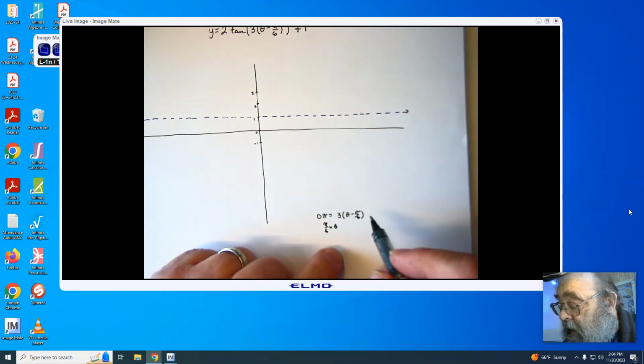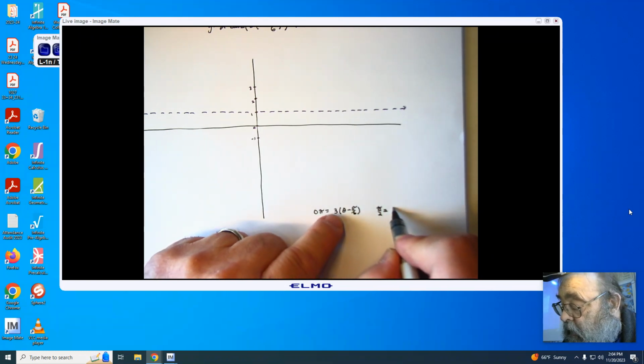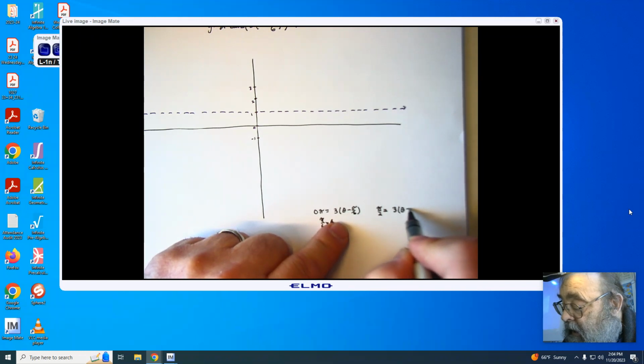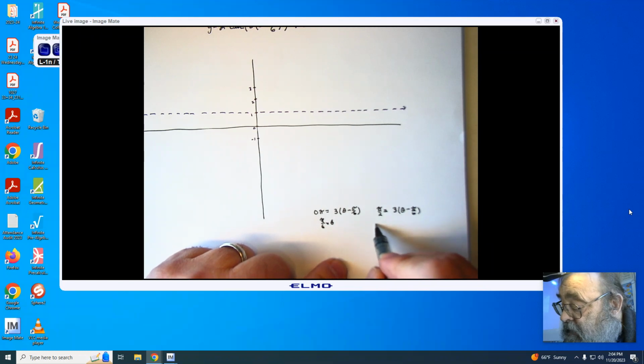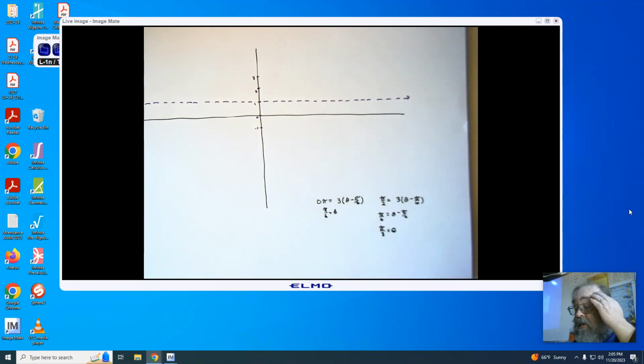I'm now going to locate what is the next value, pi over 2. Now this is the asymptote. So I have it equal to 3 theta minus pi over 6. Divide gives me pi over 6. And I'm then going to add another pi over 6. 2 pi over 6 is pi over 3. And therefore, pi over 3 is my next theta.